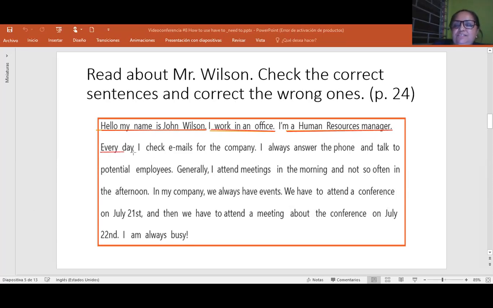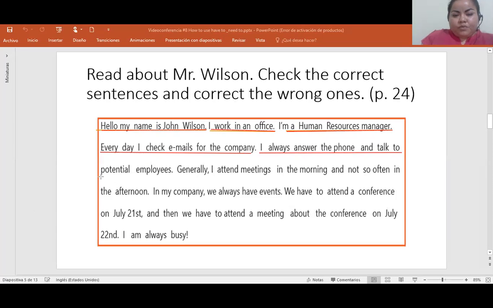I always ask and say... se me olvida cómo pronuncia ese. Answer the phone. I always answer the phone and talk to potential employees. Very good. Repeat with me, Pedrina. I always answer the phone. I always answer the phone. And talk to potential employees.